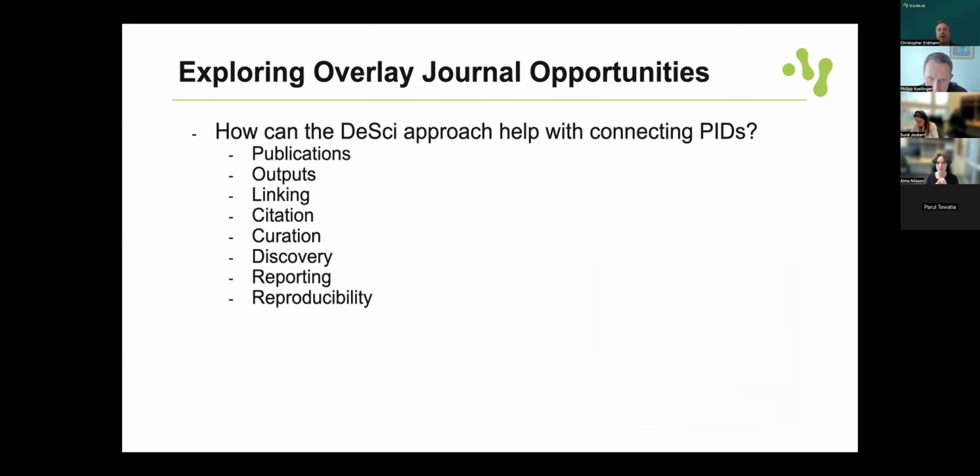A question I had at the end: how can the DeSci approach help with connecting PIDs? I mentioned the publication aspect with preprints, and Philip mentioned some of the benefits of reviewing and making that more open and transparent. Also linking outputs together, making citation more effective than it is right now, then curation, discovery, and reporting, and creating objects that are more reproducible. These are some of the things I'm excited about when I hear about what DeSci is doing in advancing decentralized persistent identifiers.